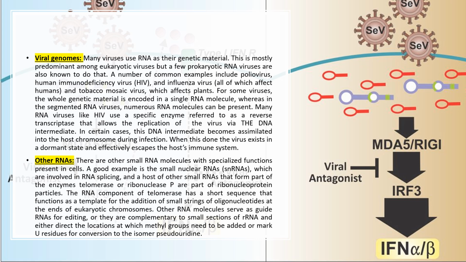Other RNA molecules serve as guide RNA for editing, or they are complementary to small sections of rRNA and either direct the location of which methyl groups need to be added or mark U residues for conversion to the isomer pseudouridine.